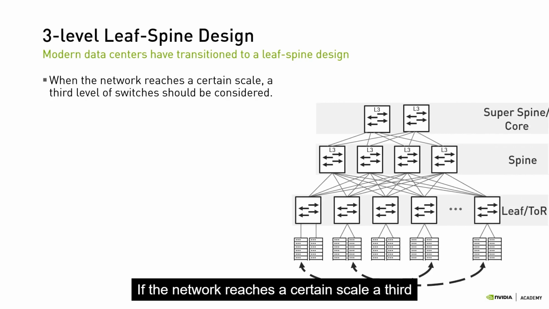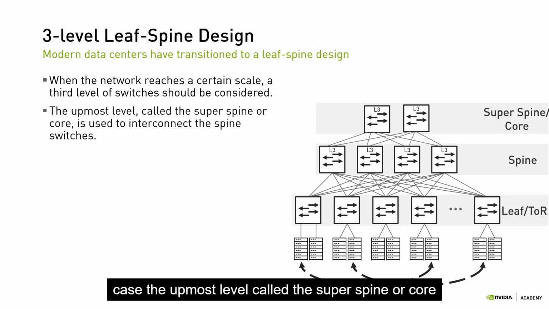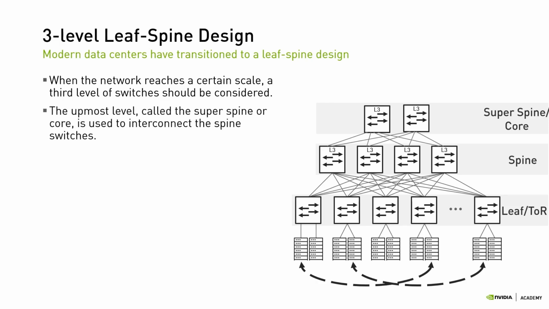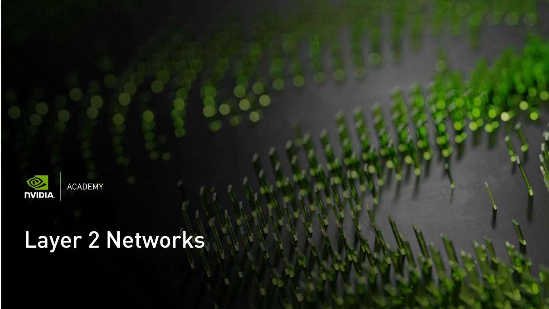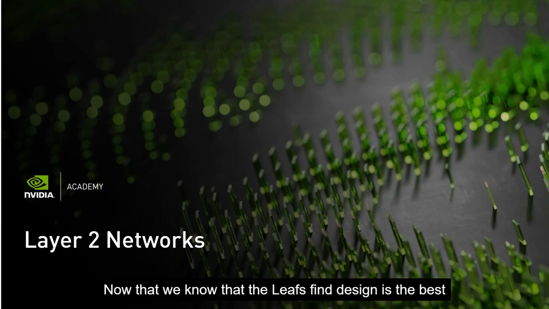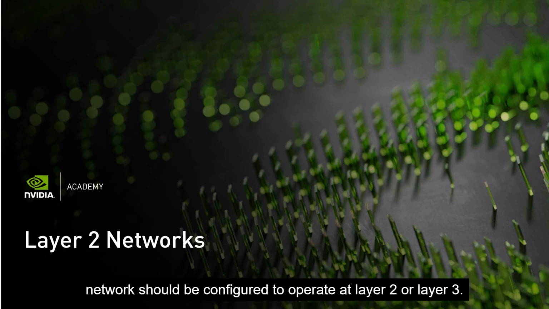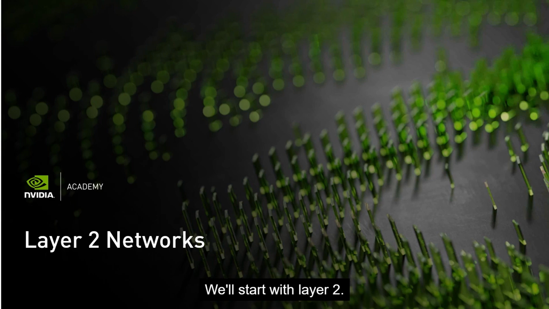If the network reaches a certain scale, a third level of switches should be considered. In this case, the uppermost level, called the superspine or core, is used to interconnect the spine switches, but yet the same rules apply. Now that we know that the leaf spine design is the best choice for modern data centers, let's see whether the network should be configured to operate at layer 2 or layer 3. We'll start with layer 2.